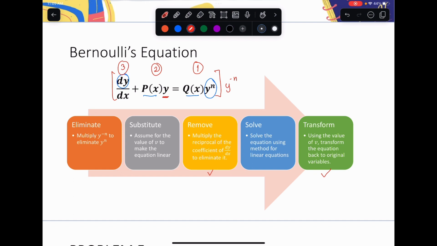So that is for the Bernoulli's equation. We always start at the right hand side of the equation as our first step. Second, we substitute to make it linear. Third, we remove the coefficient of the dy over dx, and then we solve it using the linear equation method. And lastly, we transform it back to the original variable. Those are all the 5 steps for Bernoulli's equation.